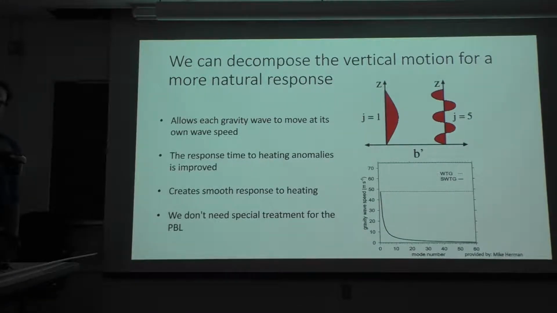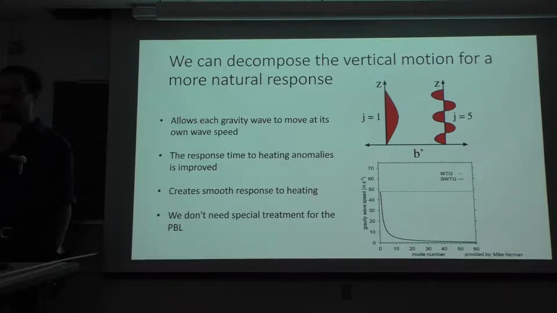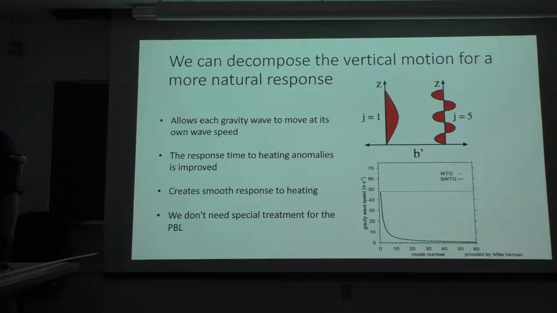One thing you can do to improve this formulation is to decompose the vertical velocities that you calculate spectrally. And this has the important effect of allowing you to have different gravity waves from different modes move at different speeds. Under the strict WTG approximation, all modes move at the same velocity, which gives you troubles in terms of response time and how well your simulations actually respond to heating anomalies.